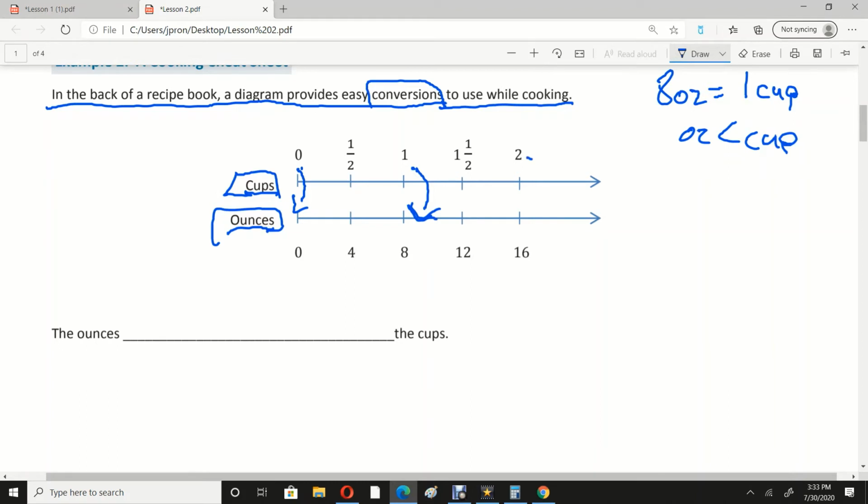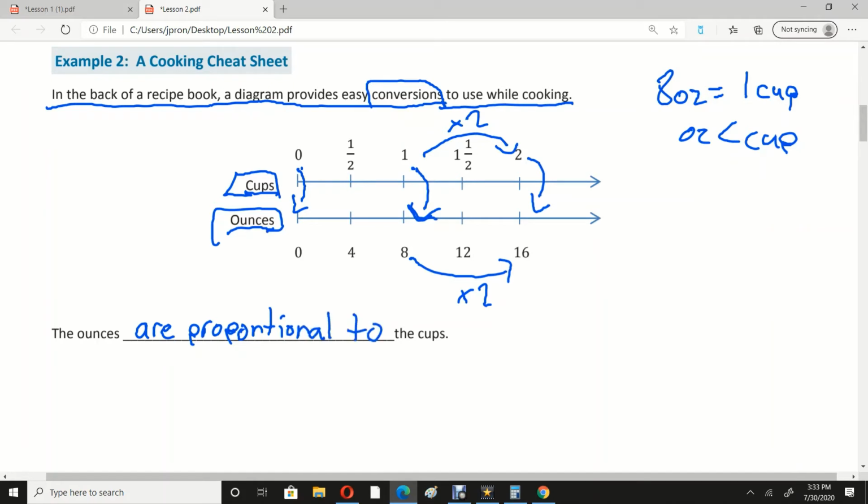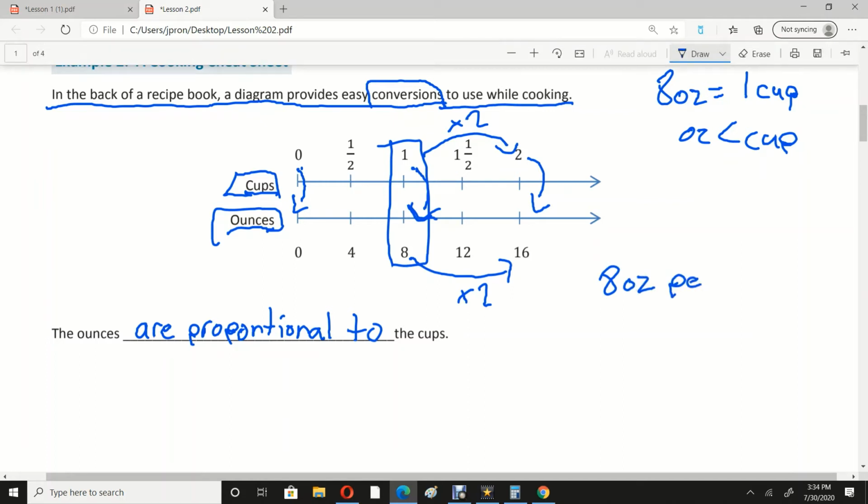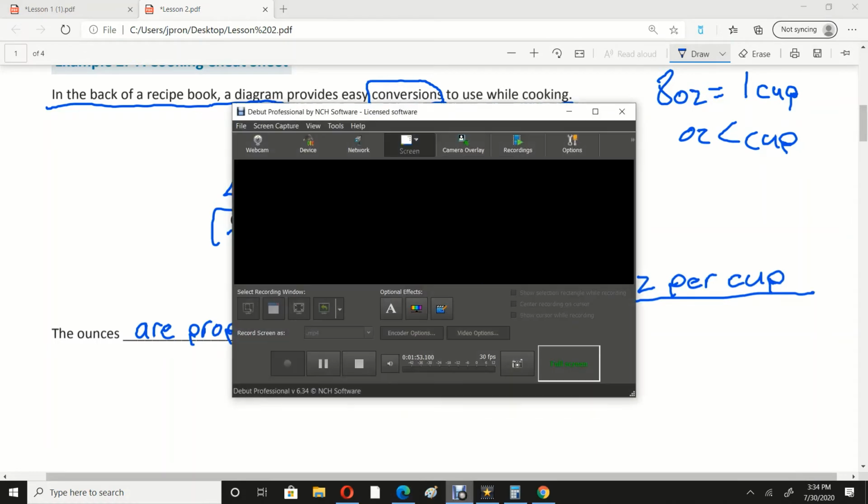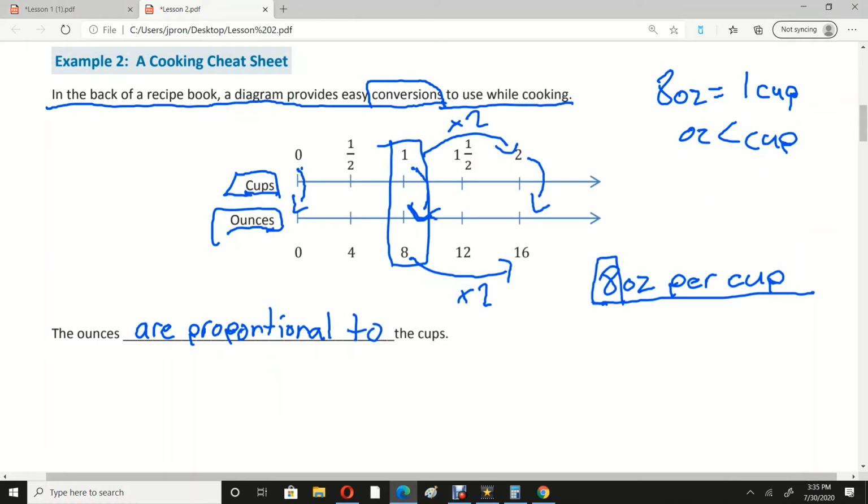And so as we continue going down, it would make sense that if 1 cup is 8 ounces, then you multiply that times 2 to get here. So you multiply the number of ounces times 2 to get here, right? And that is the case. So the ounces are proportional to the cups, right? And we have a unit rate already set up for us right here. They tell us that for every 1 cup there's 8 ounces, so that's 8 ounces per cup. That is our unit rate, being 8, right? And we can see that this unit rate will convert both ways, right?